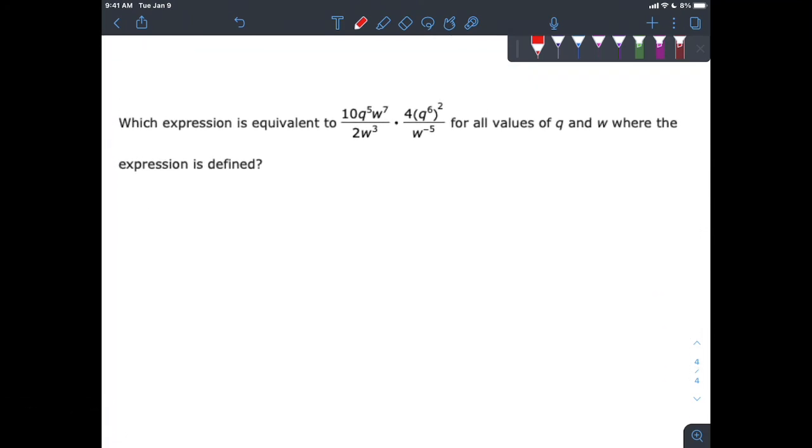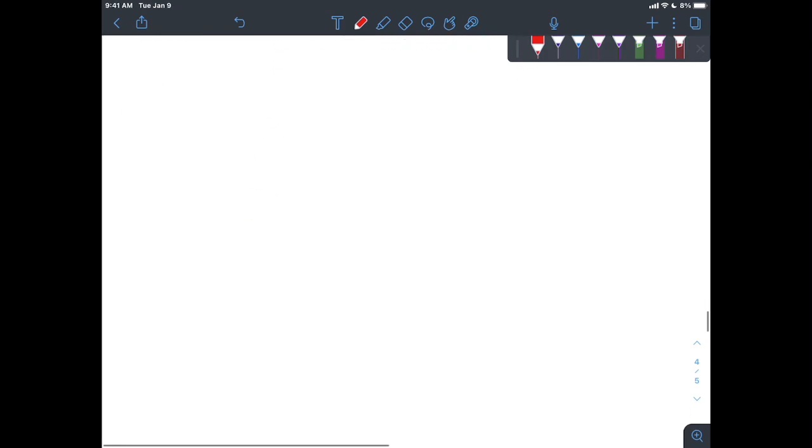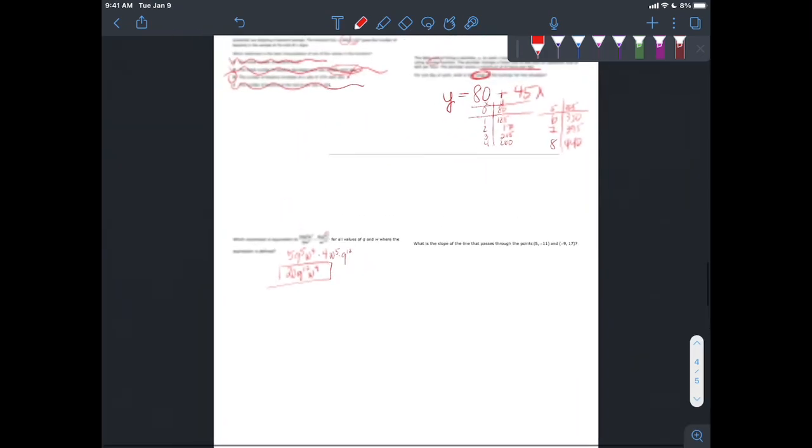Here they want us to go ahead and simplify this expression. So let's go ahead and get started on that. First thing I see is this guy. So I'm going to go ahead and start rewriting things. I see 10 over 2, that'll be 5. Q to the power of 5, W to the power of 4, multiplied by 4, W to the power of 5, Q to the power of 12. I'm going to keep simplifying. And I end up at my final answer. Pretty simple. All right, very last one, I believe.